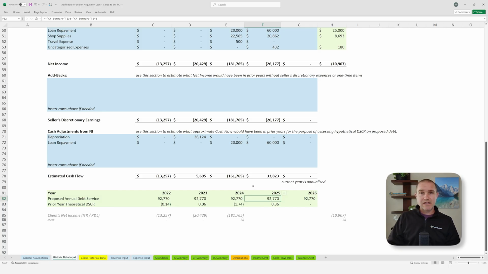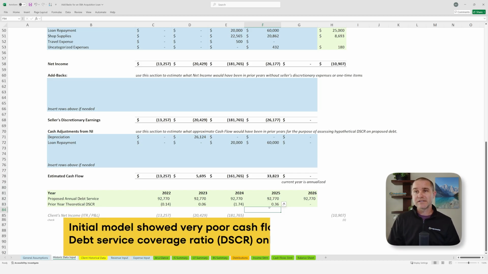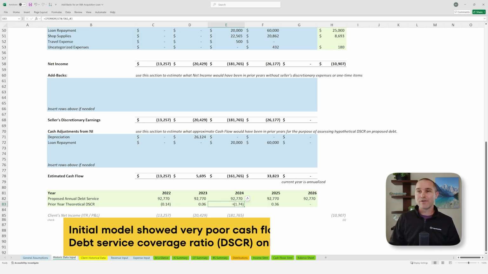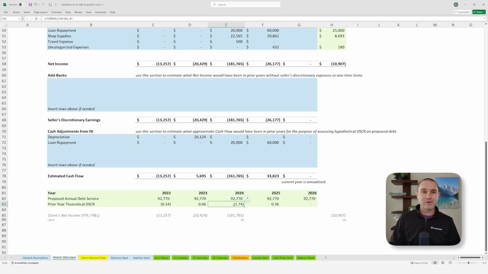Looking at our estimated cash flow here, what you can see is the prior year's debt service coverage ratio based on that proposed loan. In this case, it's 0.36, which means you have 36 cents of cash flow available for every dollar of debt payments. So that doesn't work, right? And then in this year, you had negative $1.74 for every dollar of debt service. So you're really in the hole there.